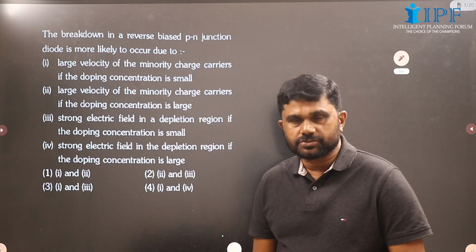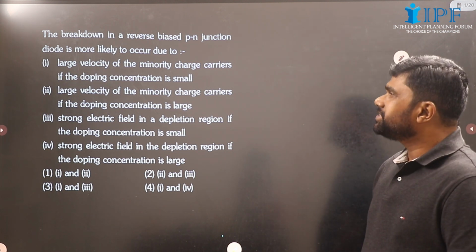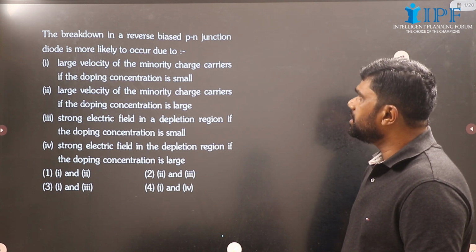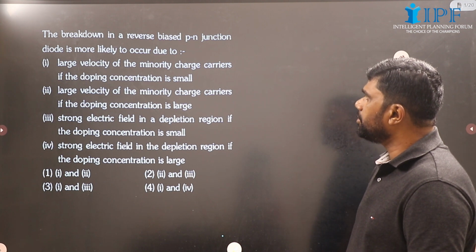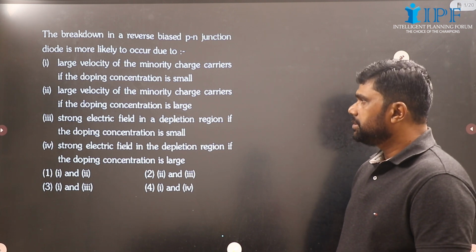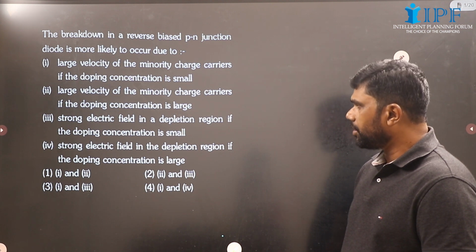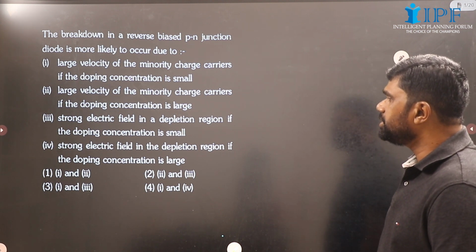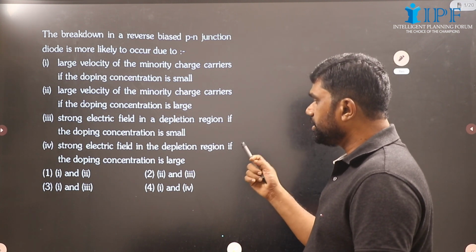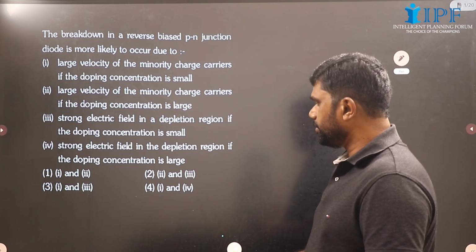Now characteristic curves of a Zener diode and finding the reverse breakdown voltage. Now first, the breakdown in a reverse biased PN junction diode is more likely to occur due to large velocity of the minority charge carriers if the doping concentration is small. That's correct. The large velocity of minority charge carriers if the doping concentration is large, that's wrong. Strong electric field in depletion region if the doping concentration is small, again wrong. Strong electric field in the depletion region if the doping concentration is large, that's true. Okay, so the first and fourth statement must be true.